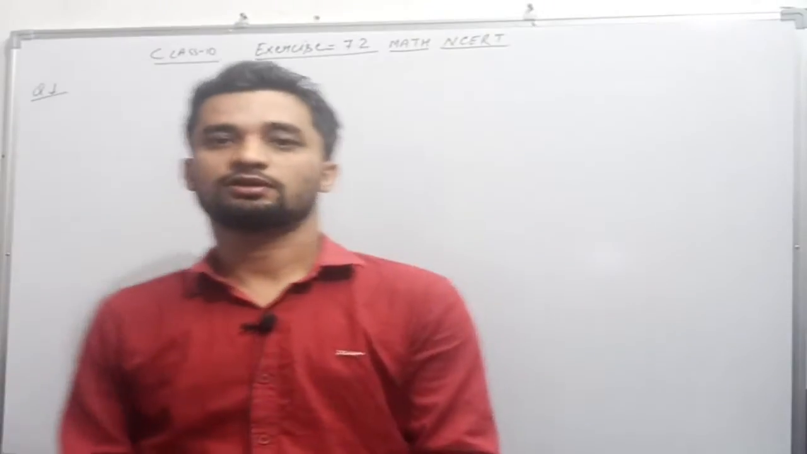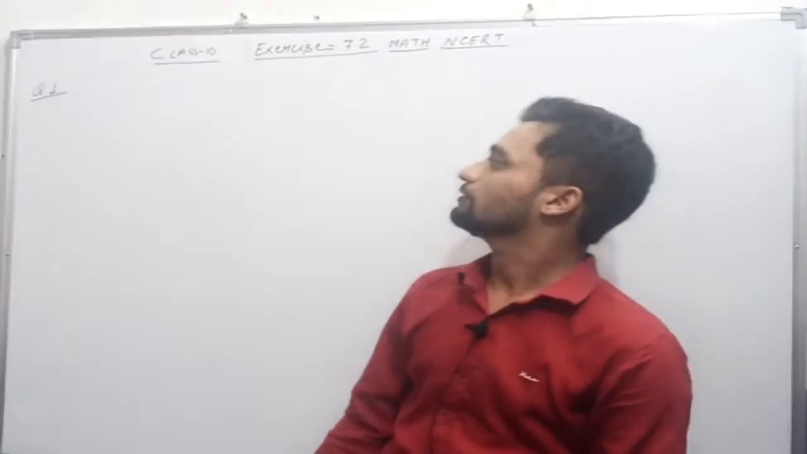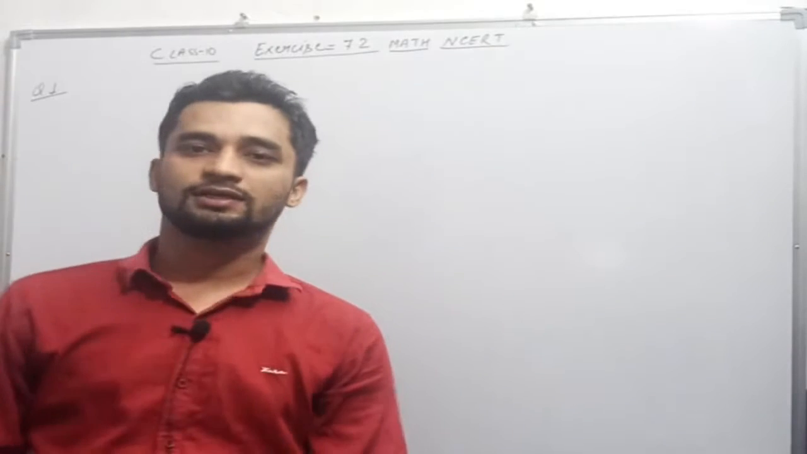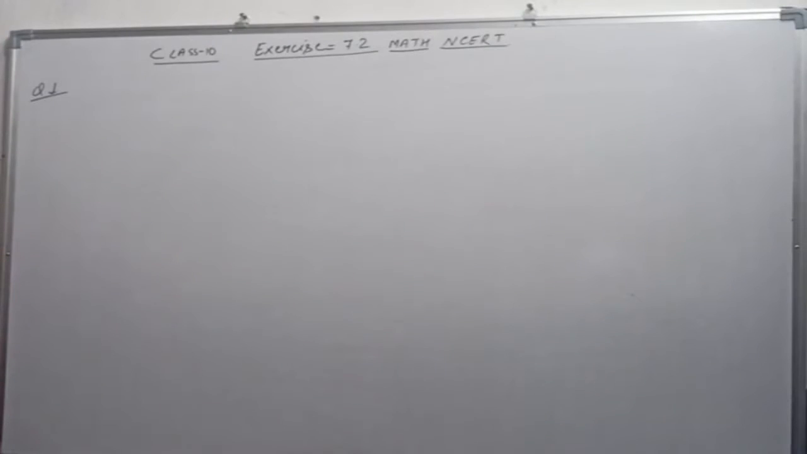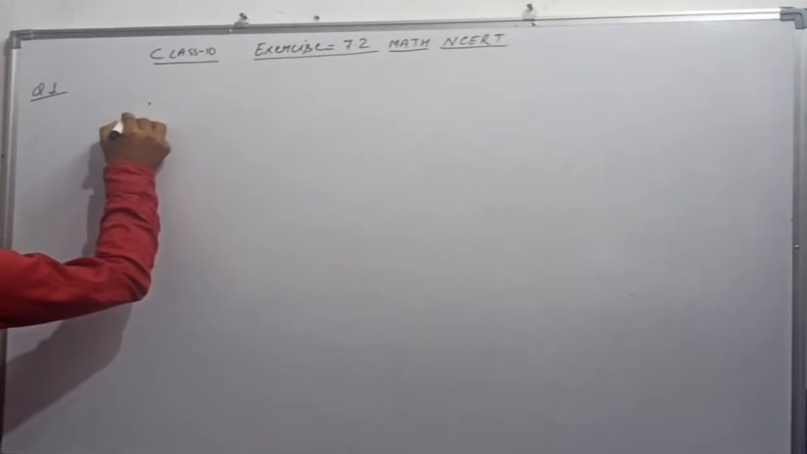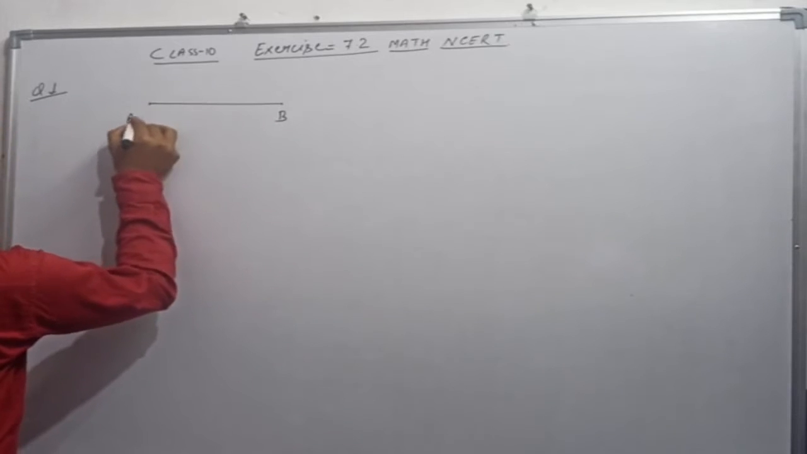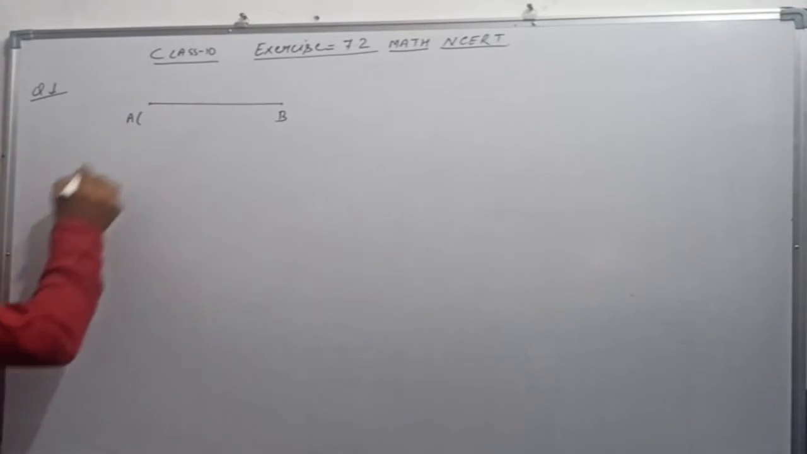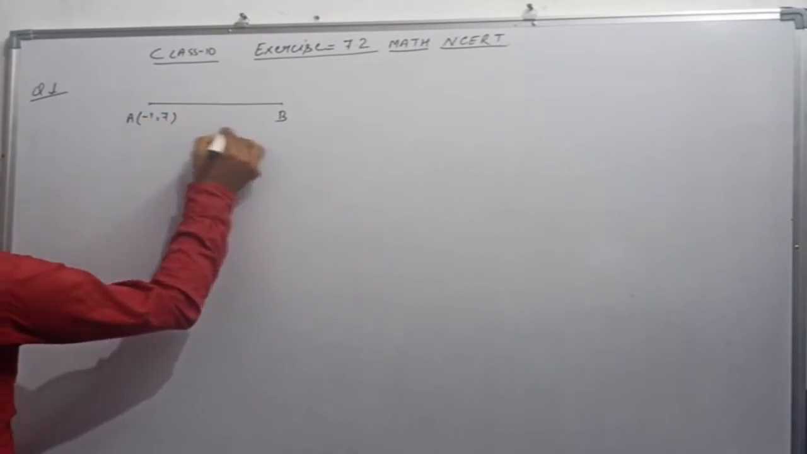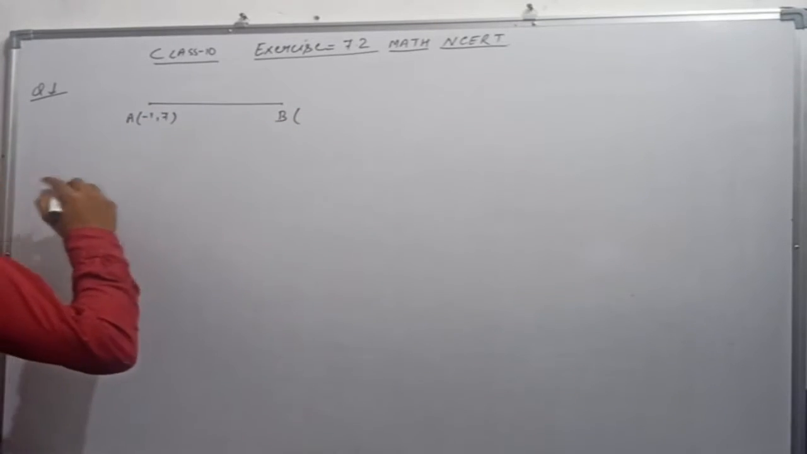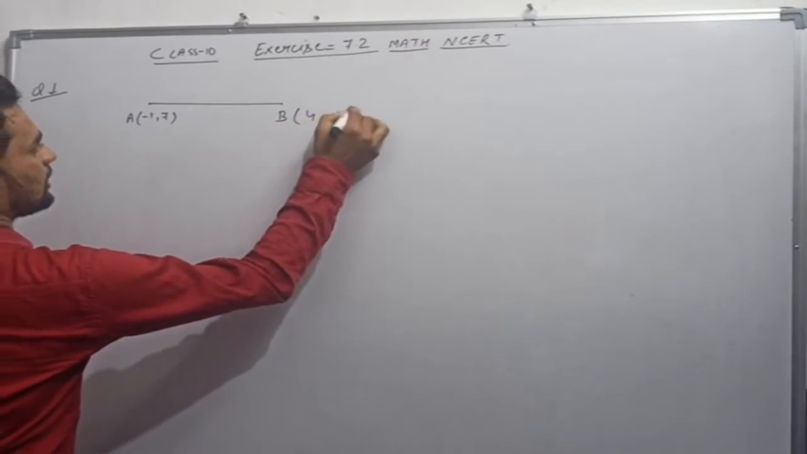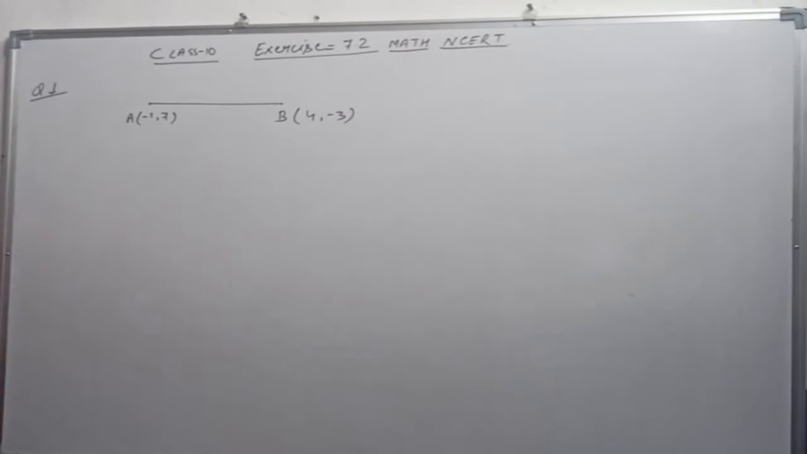So, hello student, now I have taken exercise 7.2 and the very first question I am taking is: find the coordinates of the point which divides the join of (-1, 7) and (4, -3) in the ratio 2:3. Suppose a point A is given and a point B is given. So A is (-1, 7), and B is (4, -3), and we have to find the coordinates of a point.